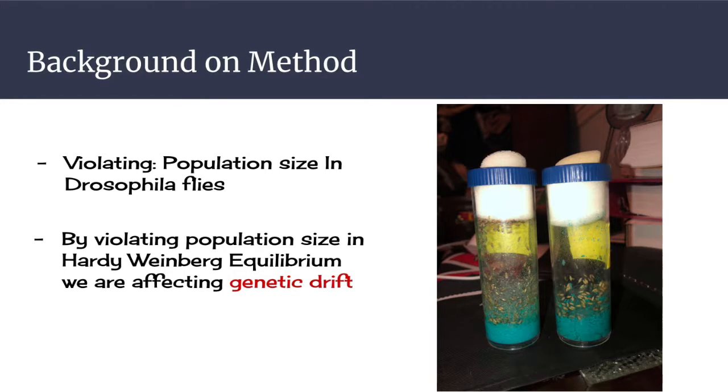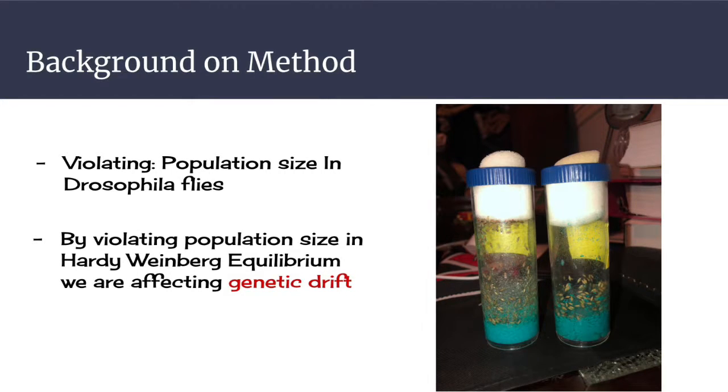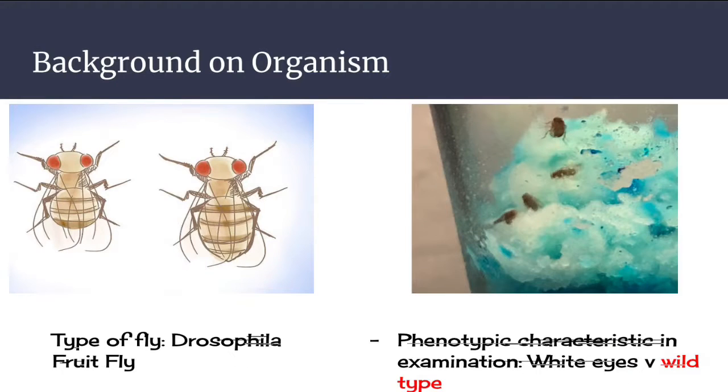We then keep the vials at home at room temperature so the flies can reproduce, and every week we bring them to class to record phenotypic ratios. In terms of the background of Drosophila fruit flies, the flies we are using are wild-type and white-eyed flies. The flies are good for fast reproduction, which allows us to observe limited genetic diversity because of the small population.